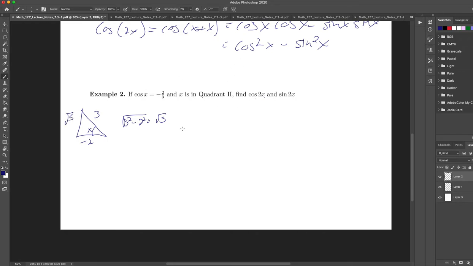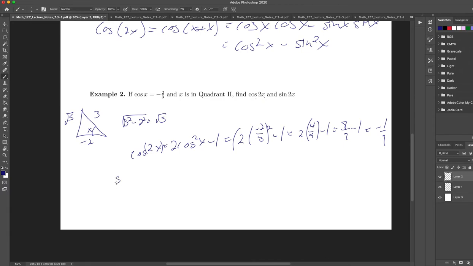So this is the square root of 5. And so here, cosine of 2x is equal to 2 cosine squared x minus 1, which is 2 times what we know cosine of x was, minus 2 over 3 squared, minus 1, which is equal to 2 times 4 ninths minus 1, which is 8 ninths minus 1, which is minus 1 ninth. Okay, and then for the sine, so we have sine of 2x equal to 2.